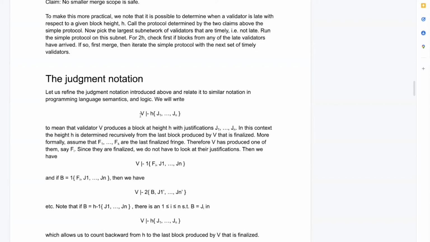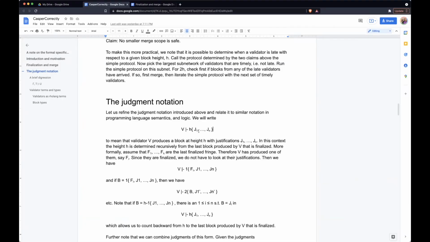Any questions about that, the notation? Is this all clear? Yeah, so far so good.